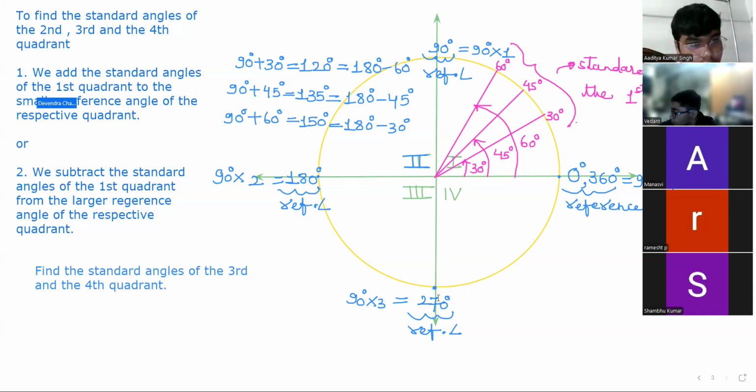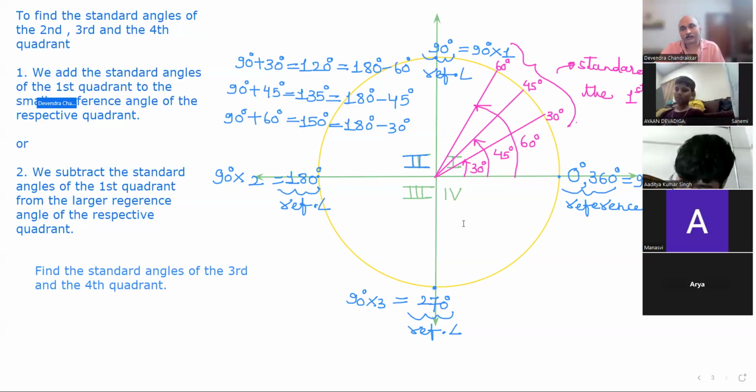Huh? Okay, sir. 305, 310, these two are not correct. Check, beta. To this 270, you have to add 30, 45, and 60. Right? Most of you got it correct, and there are some errors here or there. Only 1 or 2 errors are there.